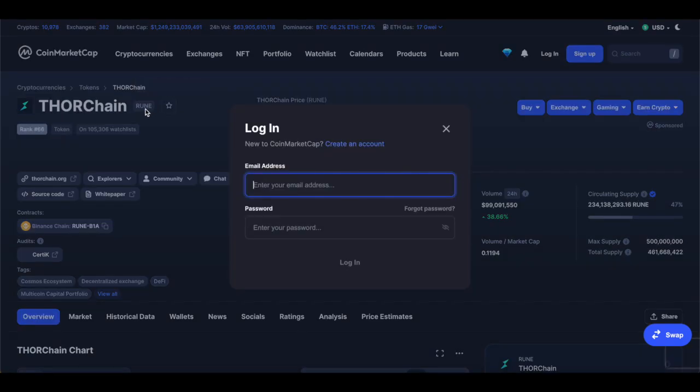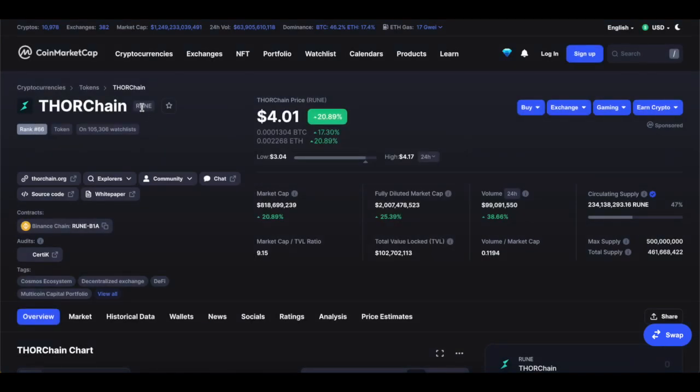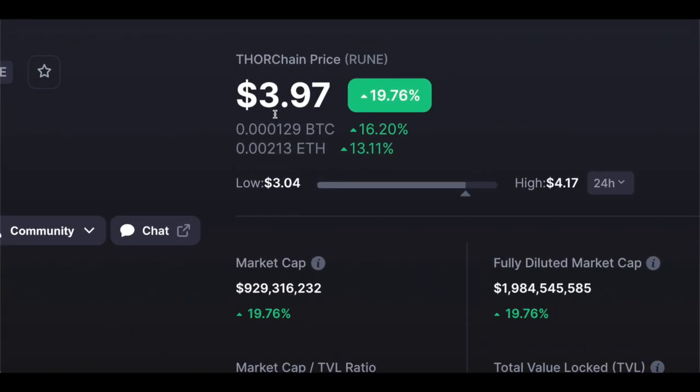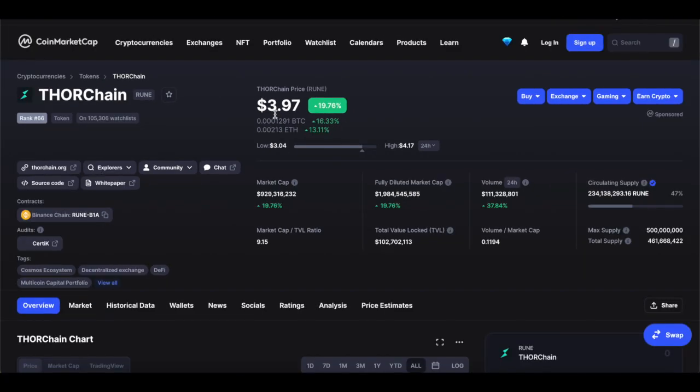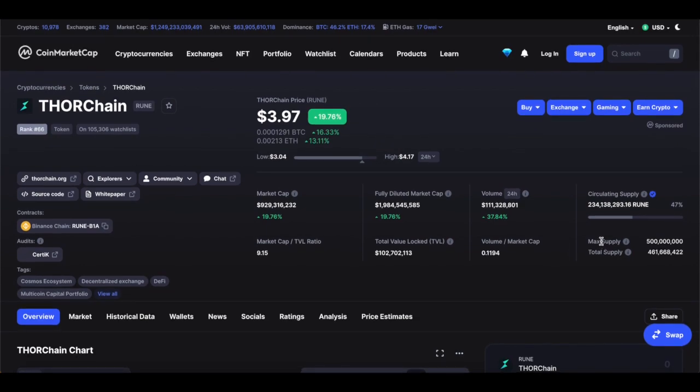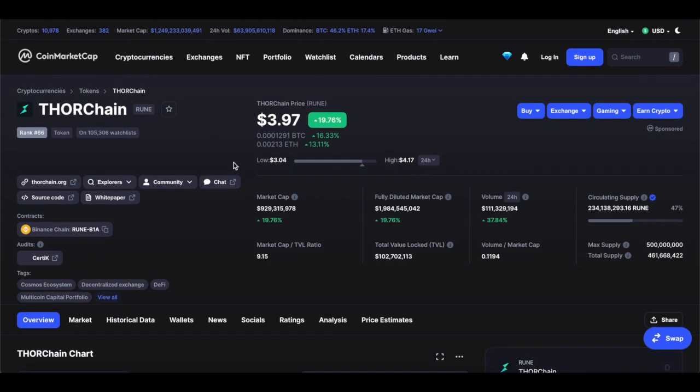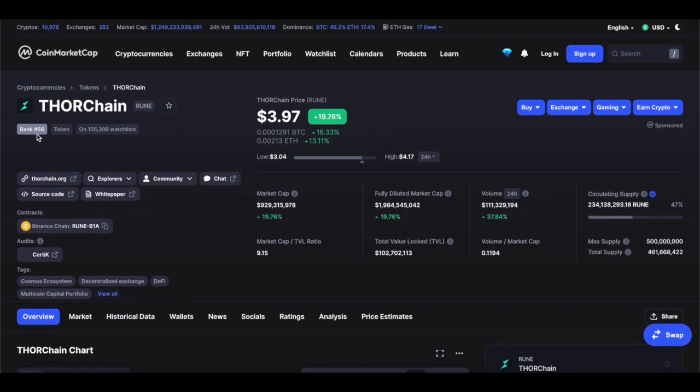Now, the cryptocurrency is actually known as Rune. So Rune itself sits right now just below $4. As you can see, it was changing right before our eyes right there, which tells me a lot. Now the max supply is around 500 million and the circulating supply, which is what's available right now to be traded or to be bought or sold, is around 234 million. And it's ranked 66 in the world by market cap.